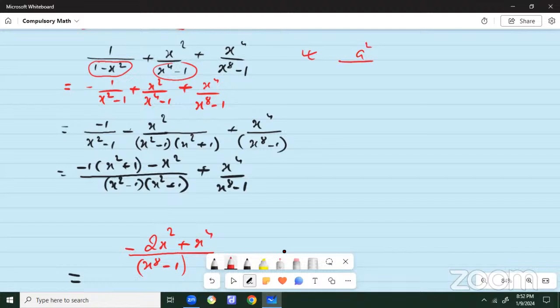Let's try this number, the one who has done. a squared over a minus b, a minus c, plus b squared over b minus c, b minus a, plus c squared over c minus a, c minus b. This is a very popular question, so let's try this one. Is it fine?